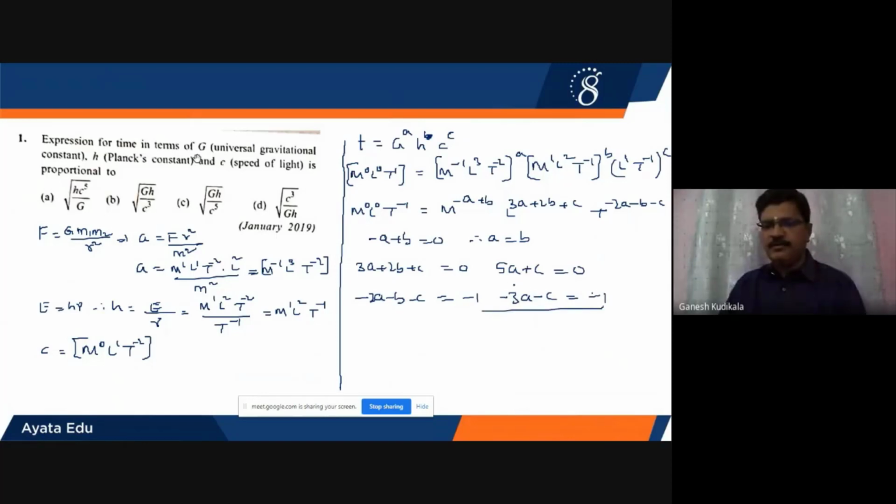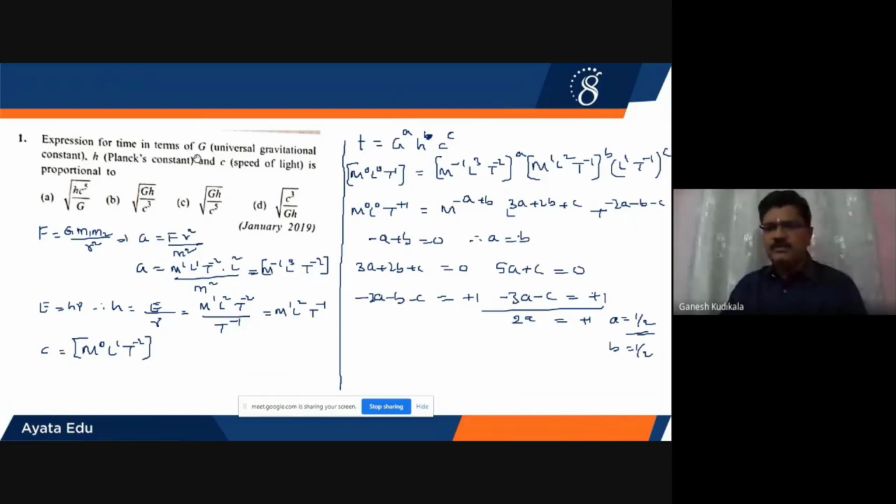On adding, 5a minus 3a will become 2a, and 2a will be equal to minus 1. Minus, it should be plus 1, no? Because t to the power of plus 1, we have to express plus 1. So therefore a will be equal to 1 by 2. If a is 1 by 2, b also will be equal to 1 by 2.